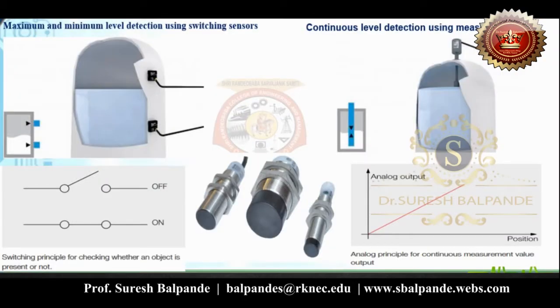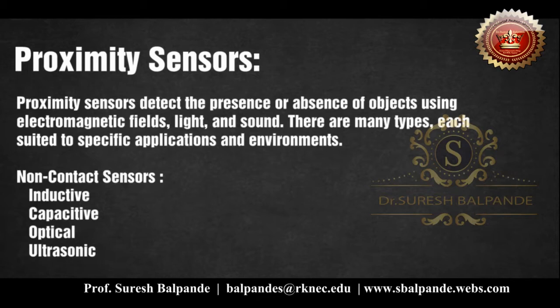Switching operation is related to producing digital output, and the measuring mode of the sensor is relevant to the analog operation of the sensor, which produces proportionate output for the input physical quantities.